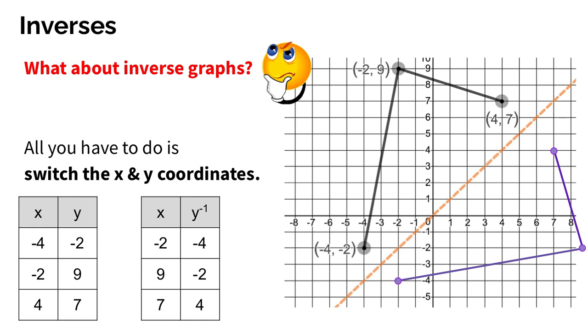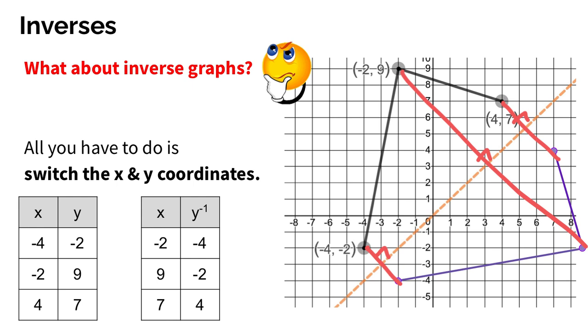If you were to draw in lines connecting those points together, you would notice that those lines are perpendicular to your line of symmetry. So there's a right angle for all three of these. That's a great way to tell that you did make your graphs so that they are inverses of each other, is when they're symmetrical to each other.